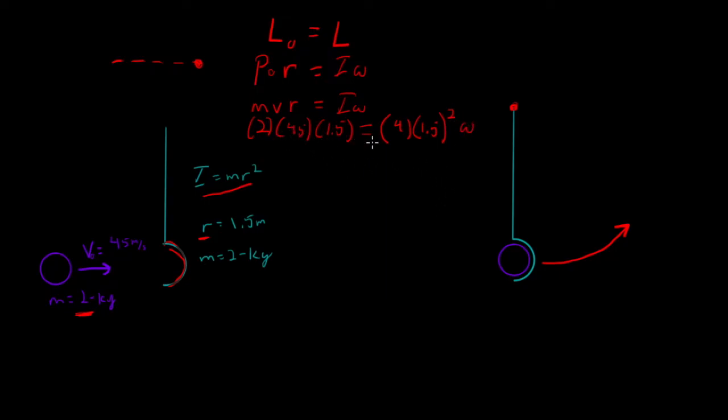And so I just multiply all of my numbers together. And when I do that, I get 135 on my left side, and I get 9 omega on the right side. So I'm going to divide both sides by 9, and I end up with 15 radians per second for omega. So my final angular velocity is 15 radians per second. Pretty straightforward.